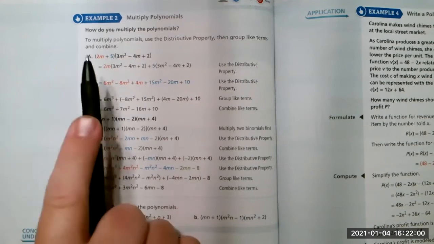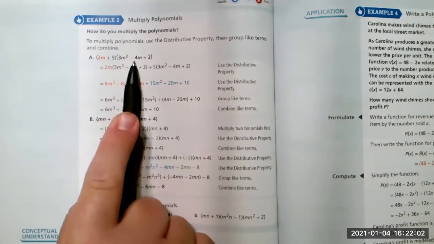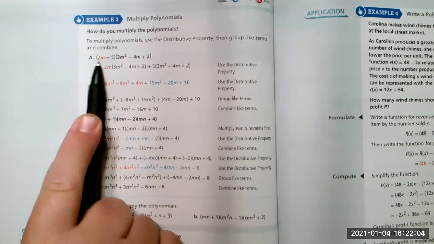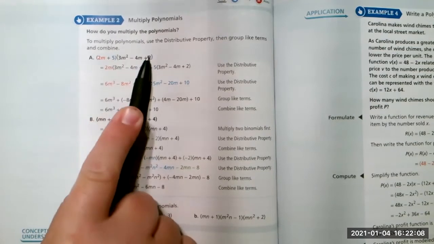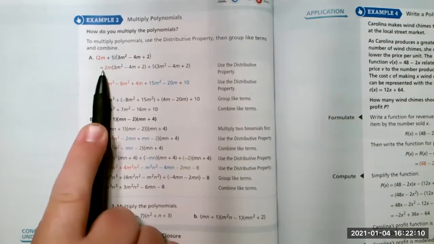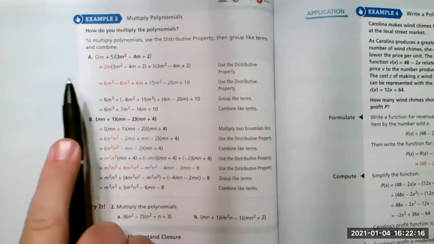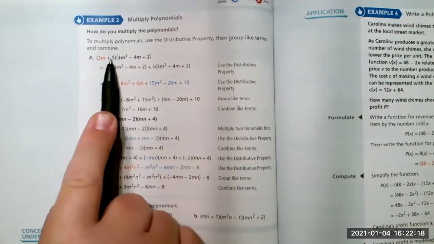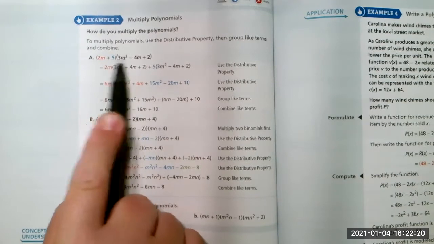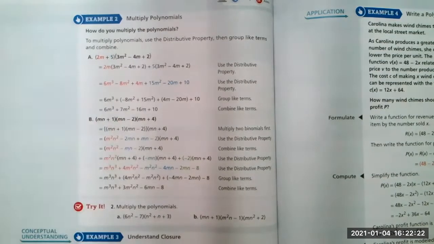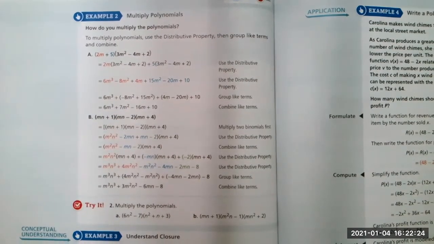So for part A, when you're doing something like a binomial times a trinomial, I would take that first term, the red term, multiply it by that second set of parentheses, distribute, right? 2m times 3m squared, 2m times negative 4m, 2m times 2. And then make sure you add it to that second term multiplied by that second set of parentheses as well. B looks a little more complicated, but you're just taking it in multiple steps.